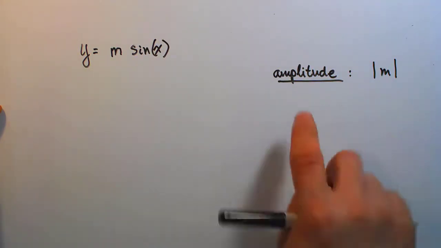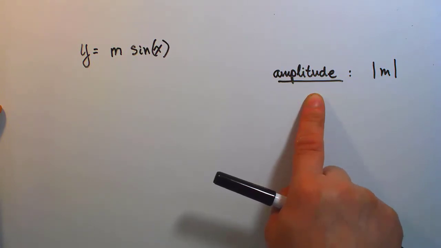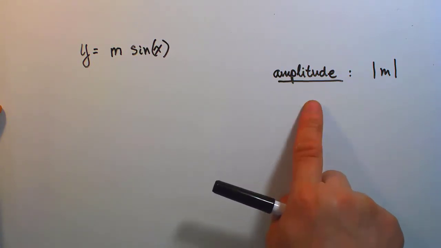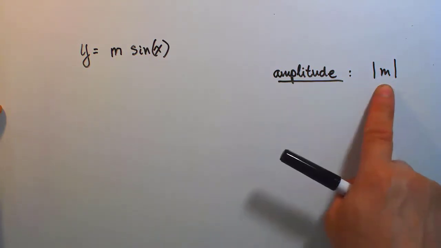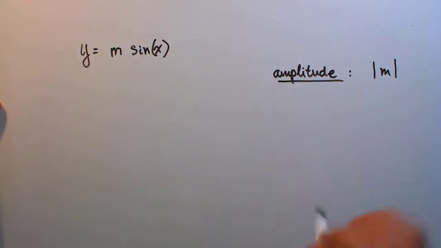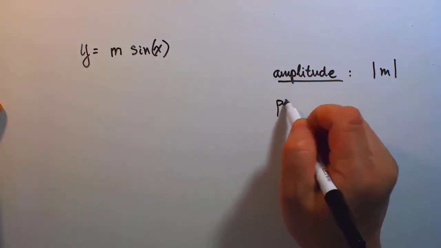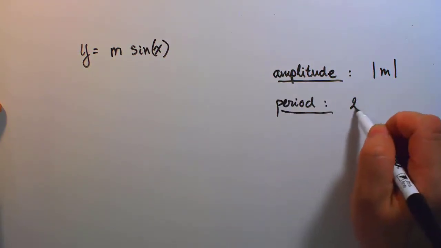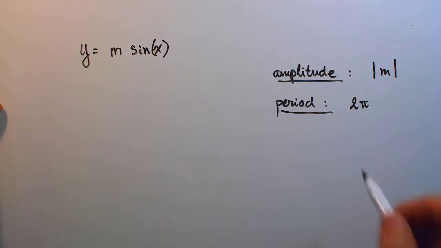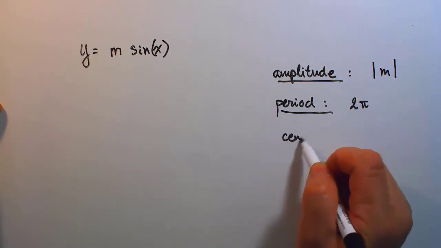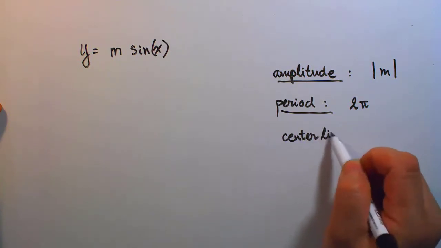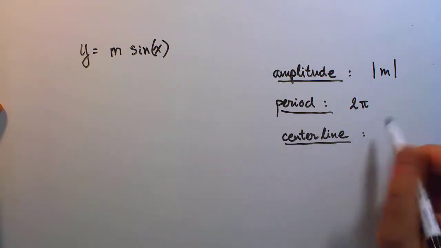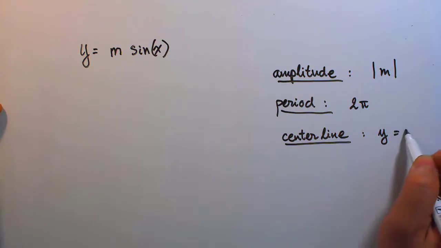But for now, as far as the amplitude, the wave height, how far it is out from the center line to either the upper peak or the bottom peak, the amplitude is the absolute vertical distance right here. So absolute value of m. The period remains the same as the original sine of x function, so it's still 2 pi. And here the center line is at y equals 0.